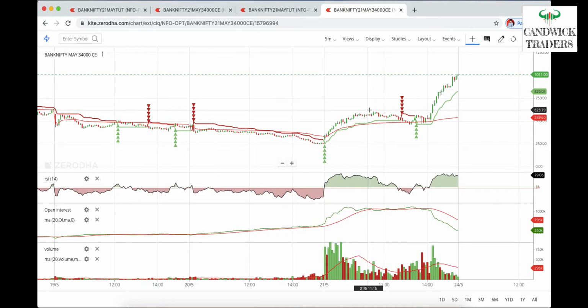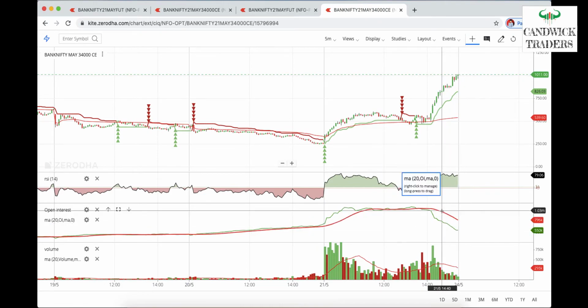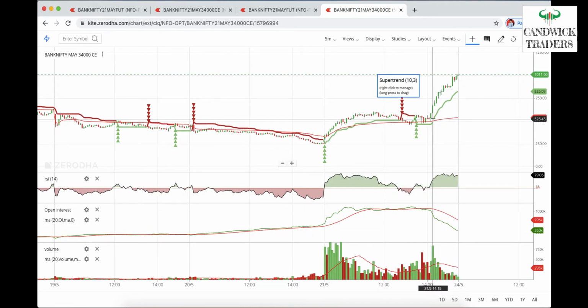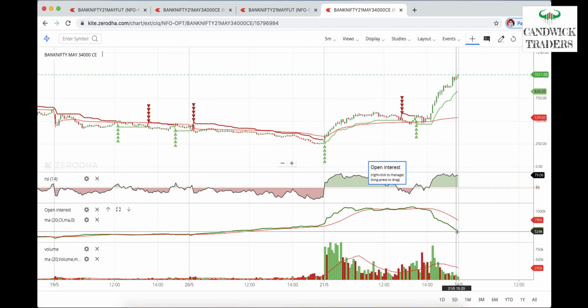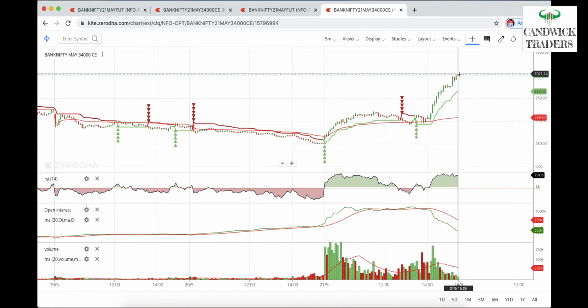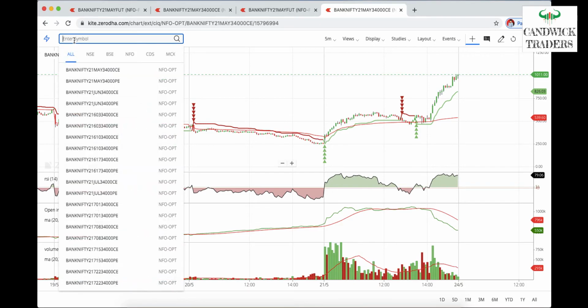So in this case, this short covering is indicating that all the sellers are covering their positions to save their capital or save their profits, or to avoid the losses. They are covering their positions. So that's why open interest is usually coming down. So that's why price is also going up. Okay, so let's see the put also at the same time.